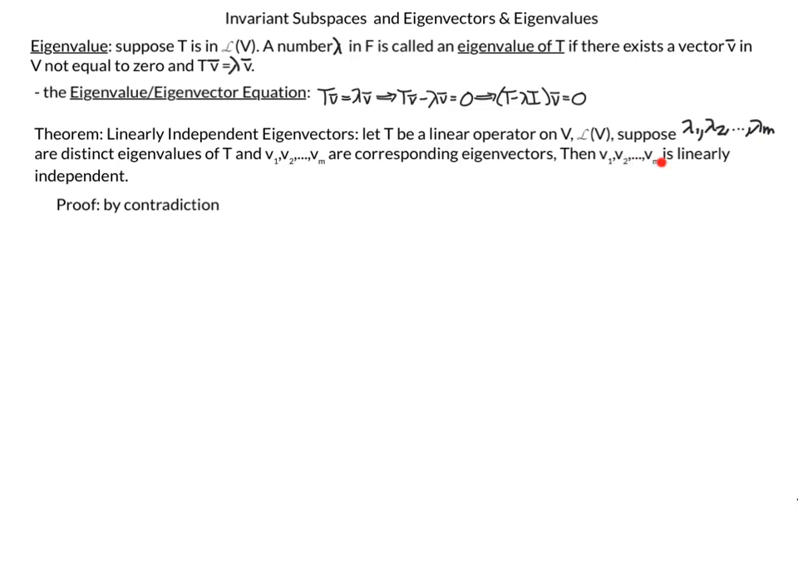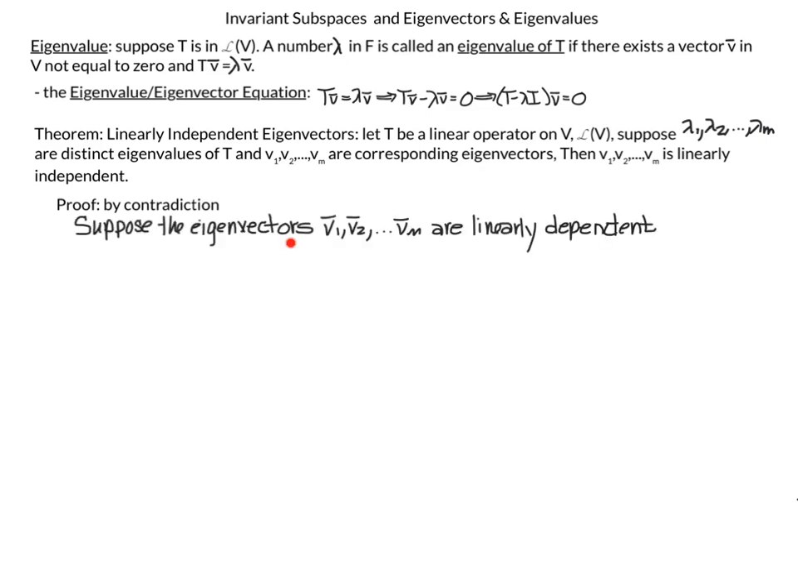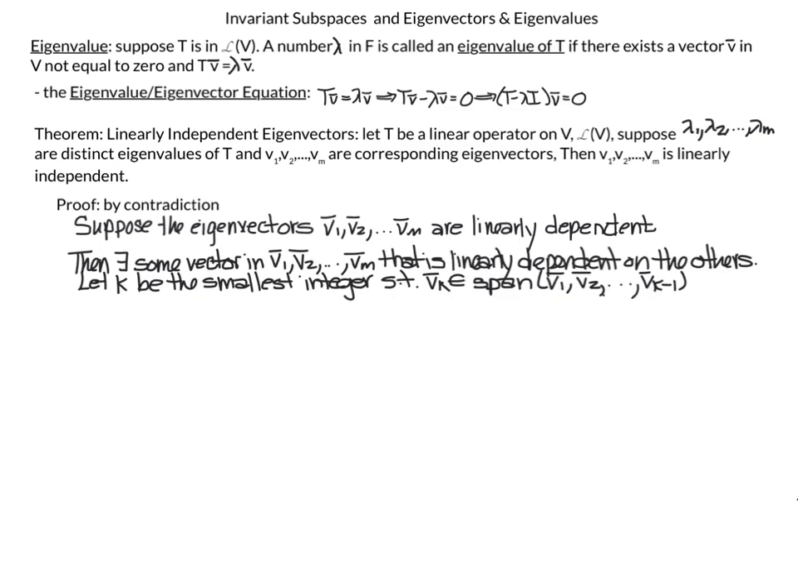Then v1, v2, up to vm is a linearly independent set. And we're going to do this proof by contradiction. That is, we're going to suppose the eigenvectors v1, v2 up to vm are linearly dependent. That means there exists some vector in v1, v2, up to vm that is linearly dependent on the others. We're going to let k be the smallest integer such that v sub k is in the span of the previous k minus 1 vectors.